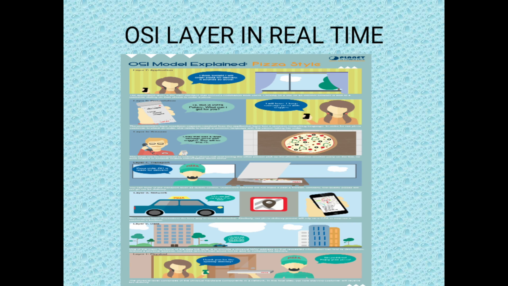Then the pizza is shipped to our home address with the help of Google Maps, and the person who delivers the pizza finds the home and hands over the pizza to us. So this is the order of the layers, but the order of the process is given from top to bottom. Actually, the OSI layers are from bottom to top, but the example is in hierarchical manner, from top to bottom.